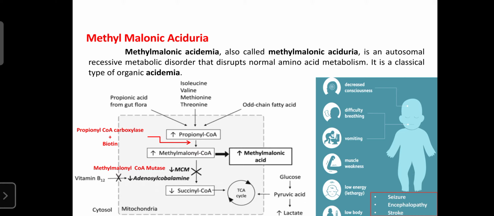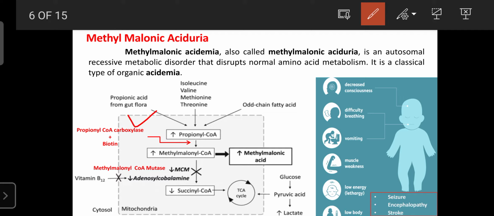It occurs due to deficiency of the propionyl CoA carboxylase enzyme, as well as deficiency of the methylmalonyl CoA mutase enzyme. That mutase enzyme is required for conversion of methylmalonyl CoA into succinyl CoA. Then the succinyl CoA enters the TCA cycle. Like that, these amino acids are processed or metabolized.